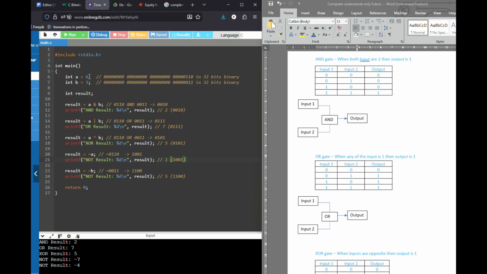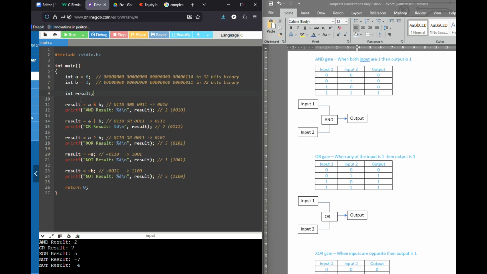In the CPU, this 6 will be converted to 32-bit binary, represented as 110. As you know how to convert decimal 6 into binary digits, and the same for decimal 3, this will be converted to 11 in the 32-bit binary. So 8 bits of zeros, then again 8 bits of zeros, and 8 bits of zeros. All zeros, but the last two bits will be 11 and, for 6, the last 3 bits will be 110. So this is how a and b are represented in the CPU.